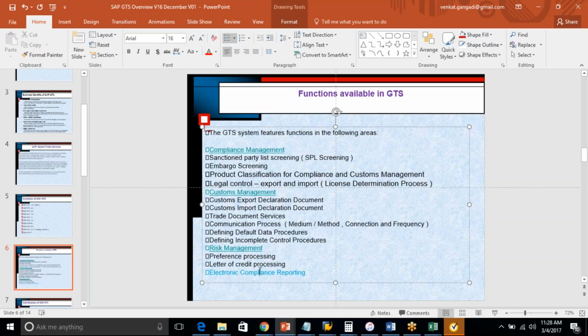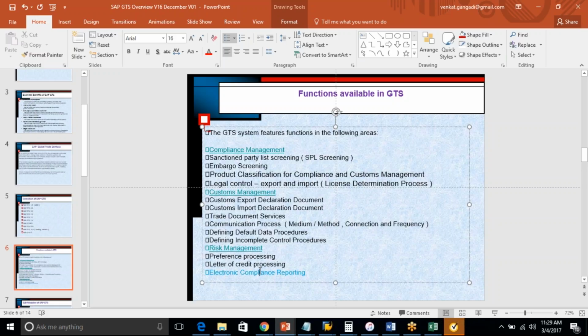Electronic compliance reporting itself is a module. It itself is a submodule. It itself is an application area. That means it does not have any sub application areas. It is not divided any further. It itself is an application area, a submodule. That is electronic compliance reporting.